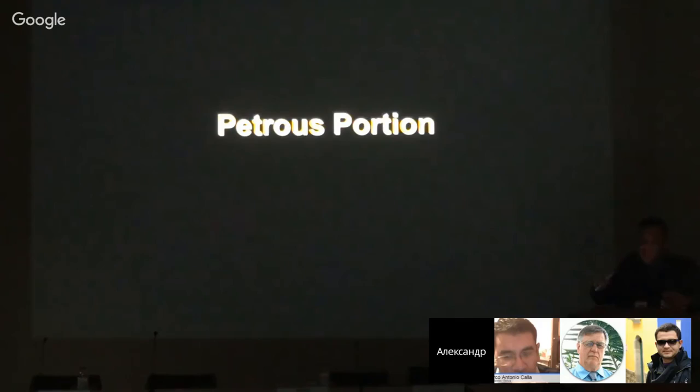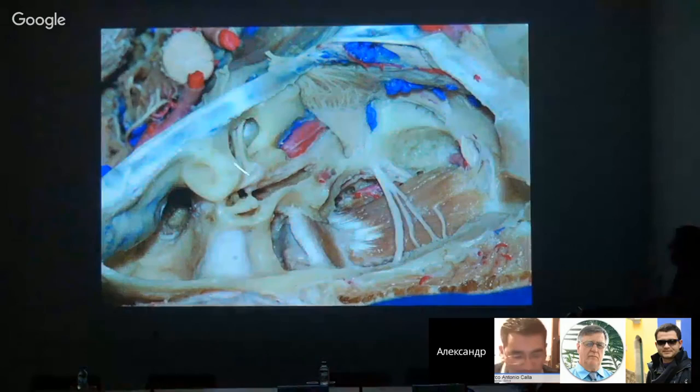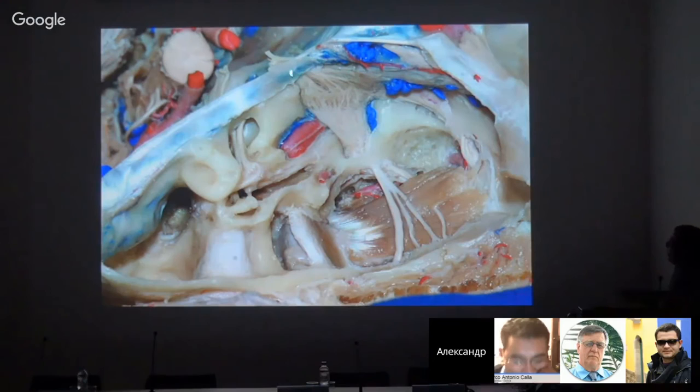To understand the anterior petrosectomy, we have to understand this portion of the bone. So here you have the trigeminal nerve, V3, V2, V1. The main structure to understand the anatomy here is this little nerve, which comes right over the ICA, which is the greater superficial petrosal nerve.